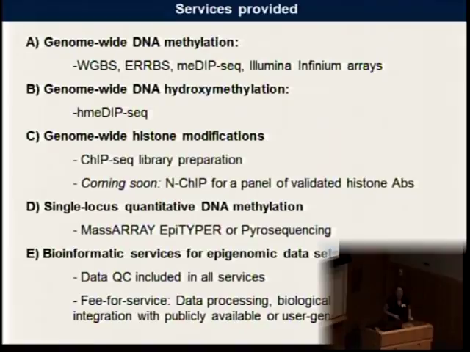So, more specifically, what services do we offer? For genome-wide DNA methylation, you're going to have a choice, and we're going to spend the bulk of this talk discussing the options for DNA methylation. You have your bisulfite-based methods, and whenever it says BS, that's bisulfite sequencing. So we have whole genome bisulfite sequencing. We have reduced representation bisulfite sequencing.